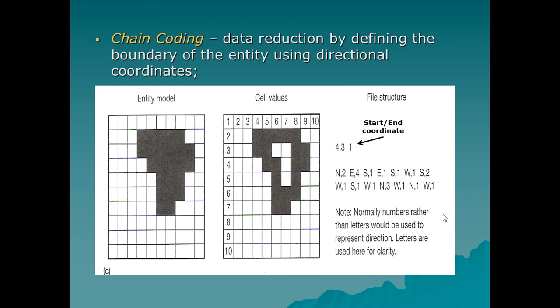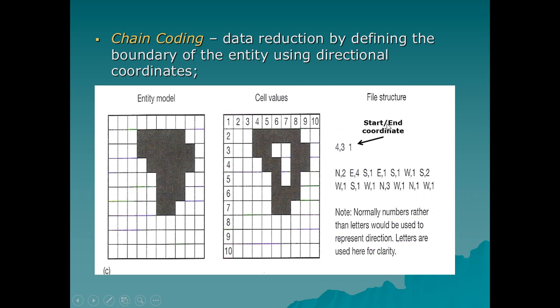Chain coding, this is another method. Again, the same data represented on your model here. So with chain coding, we are defining only the boundary of the entity according to direction. We're also using coordinates. So notice here we see our cells that are of interest to us are only the boundaries. Alright, so let's see how this is organized here.